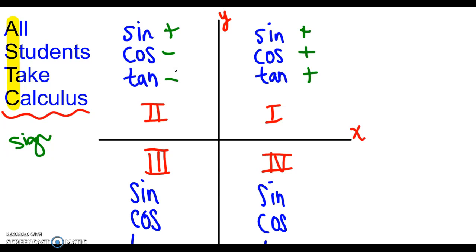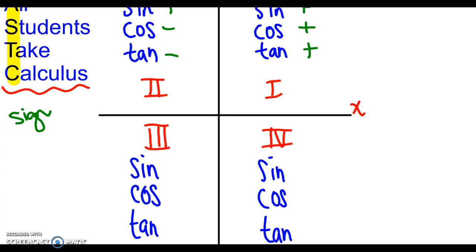And then if we go to the T and take, that means only tangent is positive in this quadrant, and so sine and cosine would be negative. And then C for the fourth quadrant means cosine is positive, therefore sine and tangent are negative.